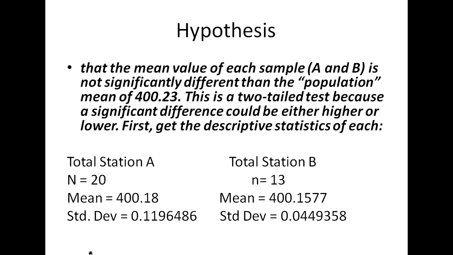So what we've done here is we know that there are 20 measurements for A and 13 measurements for B. We can calculate the descriptive statistics, like the mean value for the 20 shots that A took and the mean value for the 13 shots that B took. We can also calculate the standard deviation for both A and B.